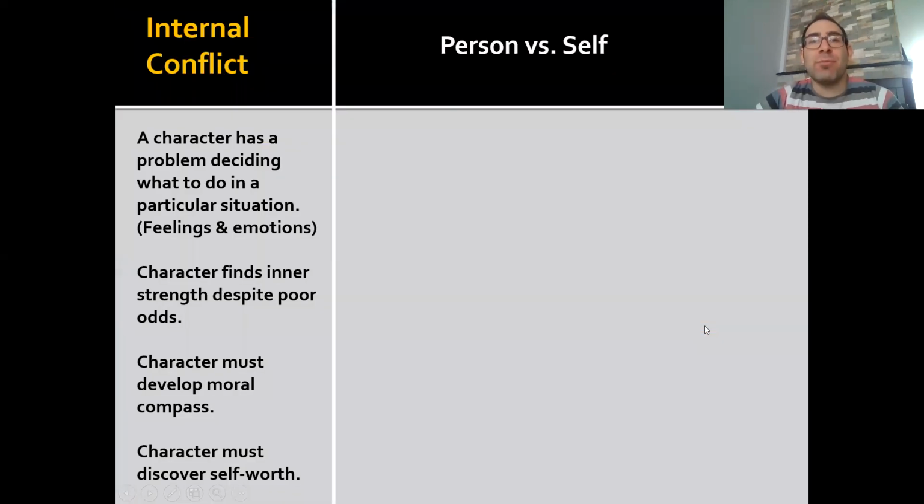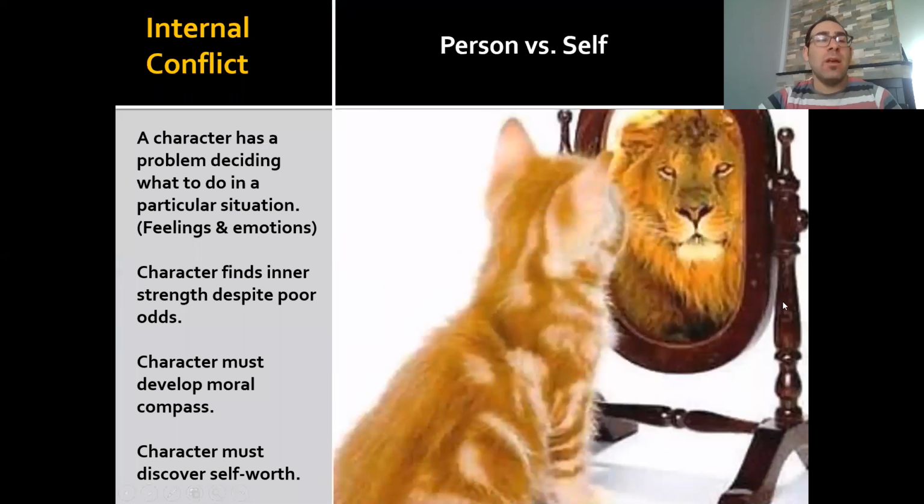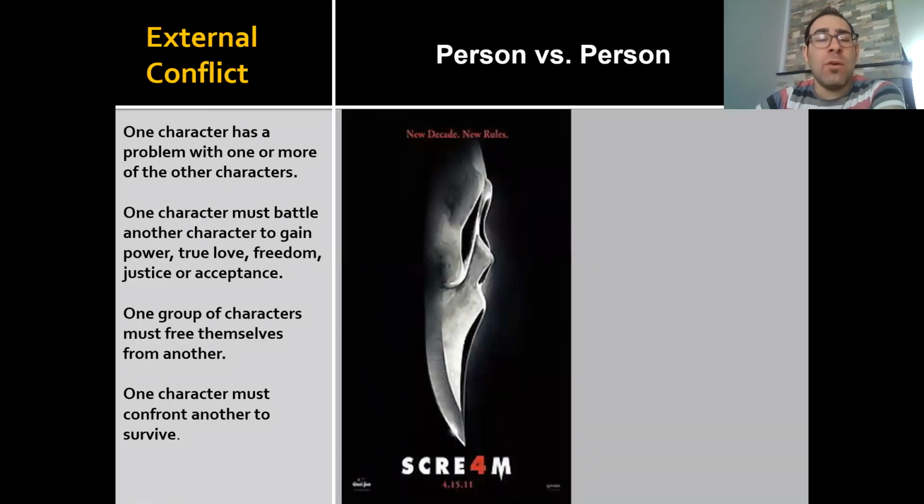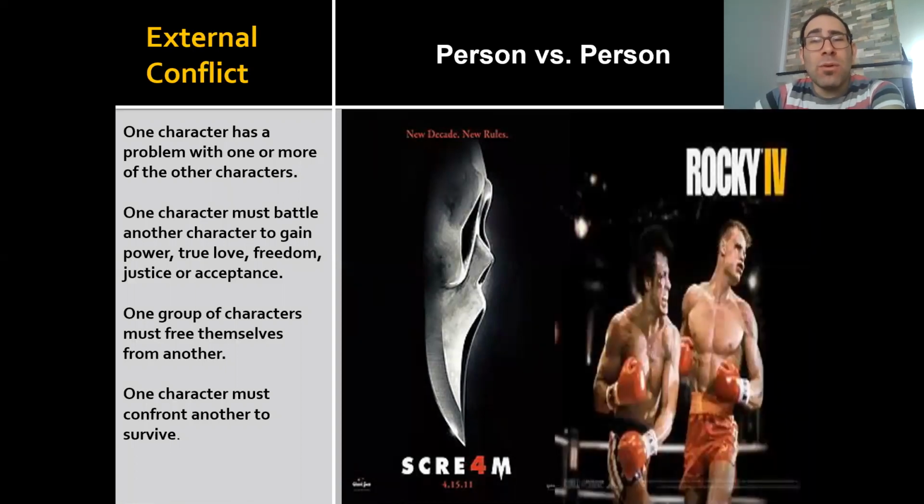Some examples of person versus self, we've seen it with The Lion King, right? Trying to become this being that you didn't know you had to become at such a young age. Most stories deal with developing a moral compass. Person versus person, usually we see it between an evil versus good character. We've seen it in horror films like Scream, where you're running away from a serial killer. That's definitely person versus person. Or something as simple as Rocky works really well.